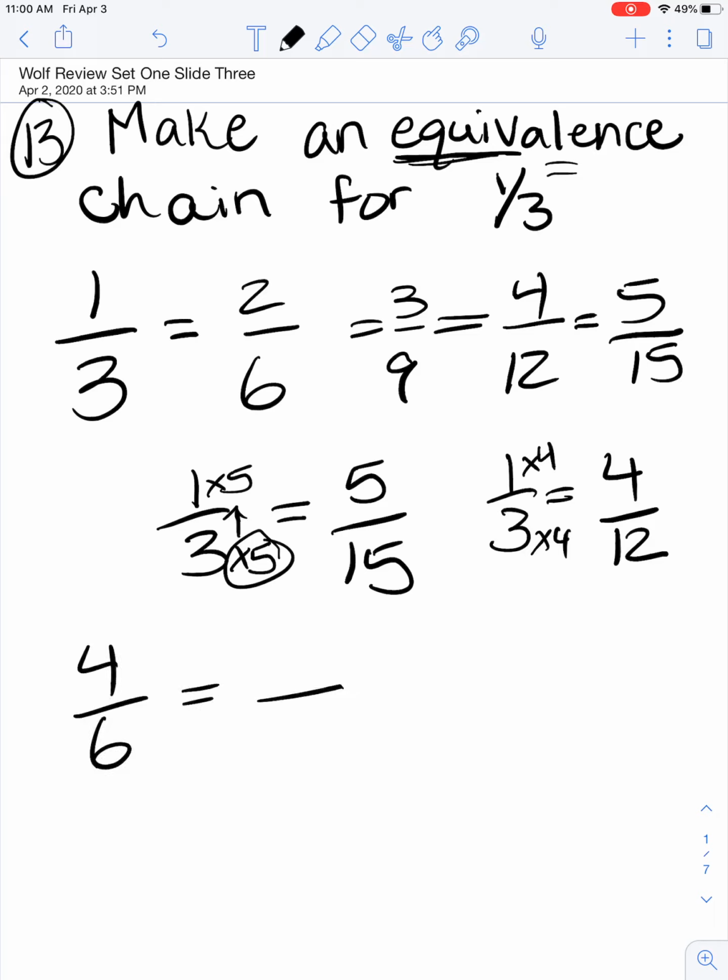Let's do an equivalence chain for that, 4/6. If you want, you can pause it and try it on your own. And once you've done 3 of them, come back and see if you're right. I'll give you a second to pause.